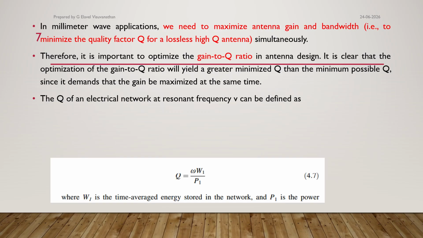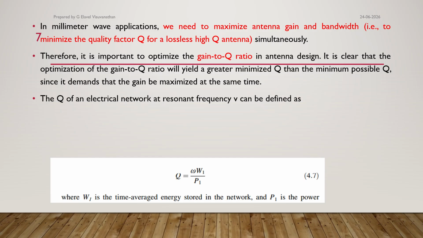In millimeter wave application, we need to maximize the antenna gain as well as bandwidth. Millimeter means the size is going to be in terms of milli, so here we are supposed to see the maximum antenna gain as well as maximum bandwidth. Therefore, it is important to optimize the gain to quality factor ratio in antenna design.